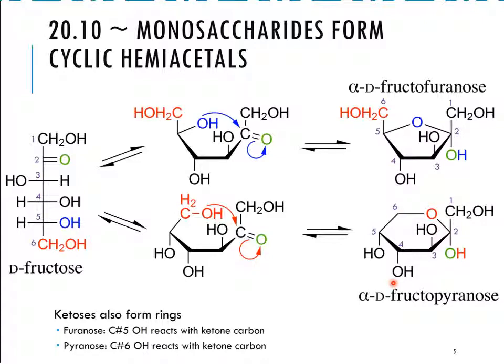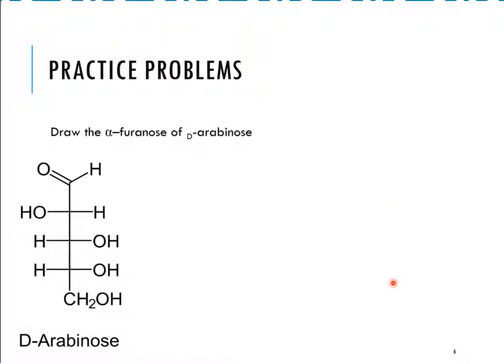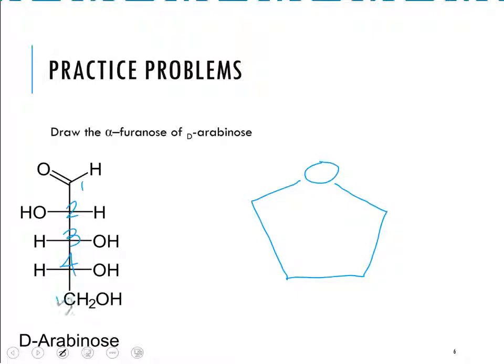So let's practice a couple. We are going to draw the alpha furanose of D-arabinose. So let me switch here to a pen, and we're going to start by drawing the basic furanose shape, which means we're going to draw our oxygen and our ring. Now if we count our carbons, we're going to say 1, 2, 3, 4, 5. I know this is 1, 2, 3, 4. So that means 5 is going to be pointing off of the ring.